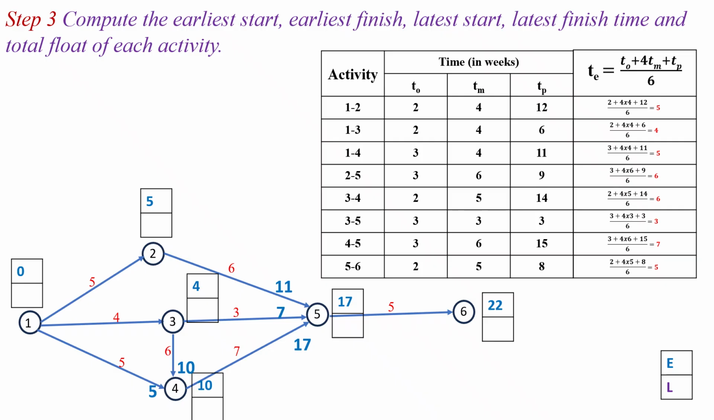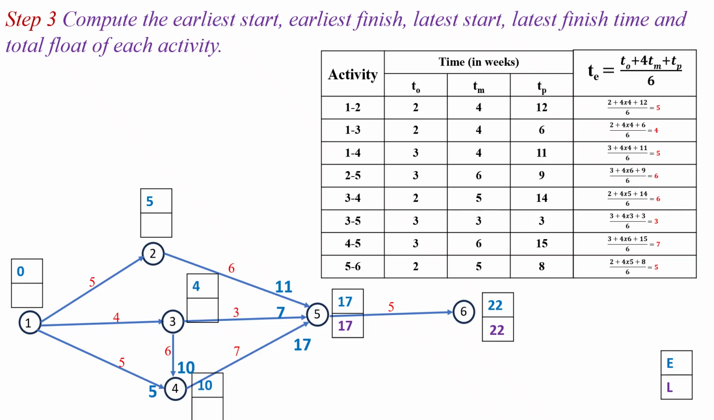Next we calculate the latest finish time and latest start time by the backward pass method and start at the last event, that is the event 6. So at the event 6, latest finish time is the 22. Then I have to look for the activity 5 to 6. Latest finish time is the 22 at event 6 and latest start time will become the 22 minus 5, which is equal to the 17 at the event 5.